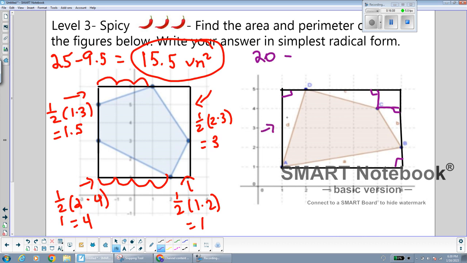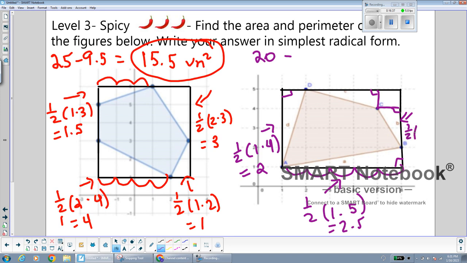Okay, this triangle first. So that's 1/2 of 1 is the base. 1, 2, 3, 4 is the height. Half of 4 is just 2. Now I'll do this right triangle next. So half of 1, that's the height, times 1, 2, 3, 4, 5. So half of 5 is 2.5. Okay. This one over here, so that's half of 1 times 2, so that's half of 2, so that's just 1.